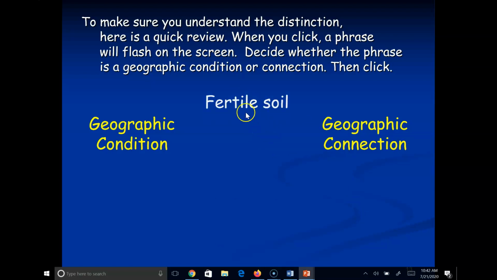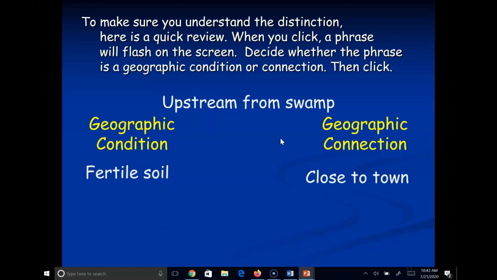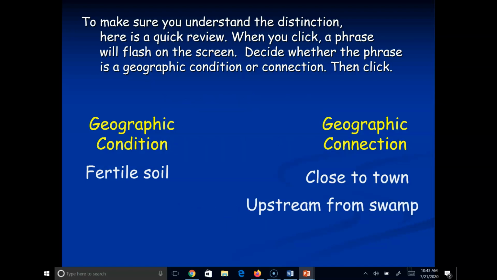Fertile soil. Is fertile soil a geographic condition or a connection? You guessed it, it's a geographic condition. How about close to town? Is that a connection or a condition? That's right, it's a connection. How about being upstream from a swamp? A condition or a connection? That's a connection.